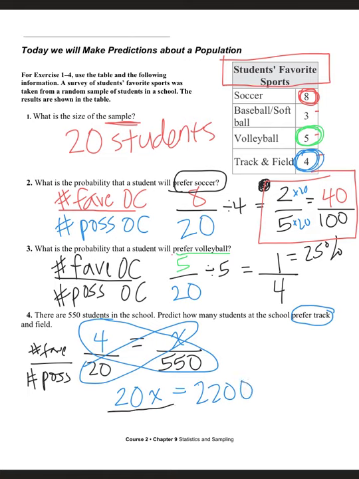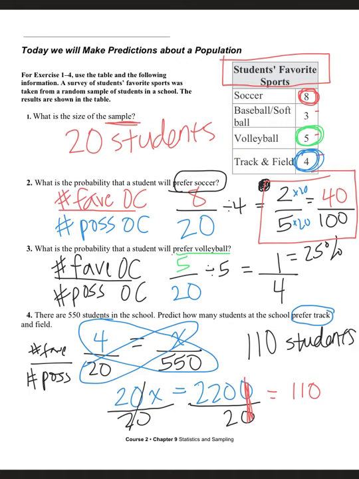We're going to divide both sides by 20 to get the x by itself. 20 divided by 20 becomes 1x, or sometimes we just say x. First, we're going to simplify the zeros out. Then we end up with 220 divided by 2. If we do the math, that equals 110. So what does this 110 tell us? This 110 tells us that there are 110 students that should prefer track and field out of 550 students in the school.